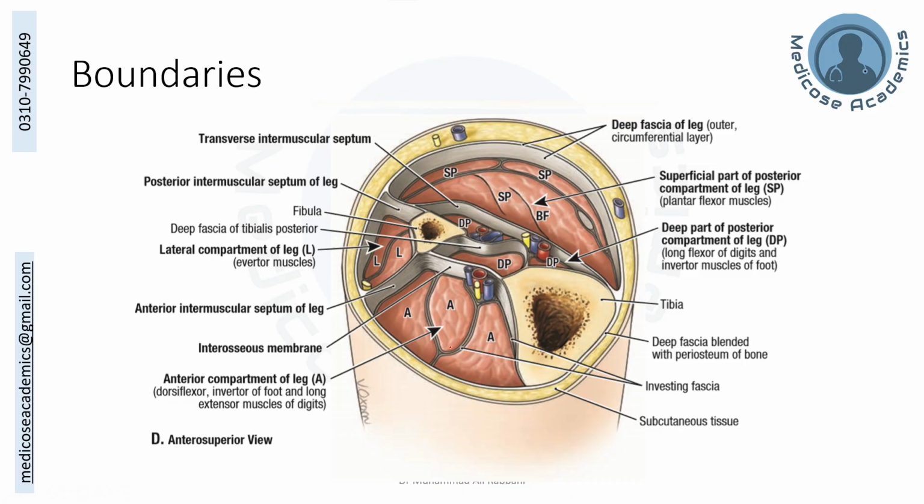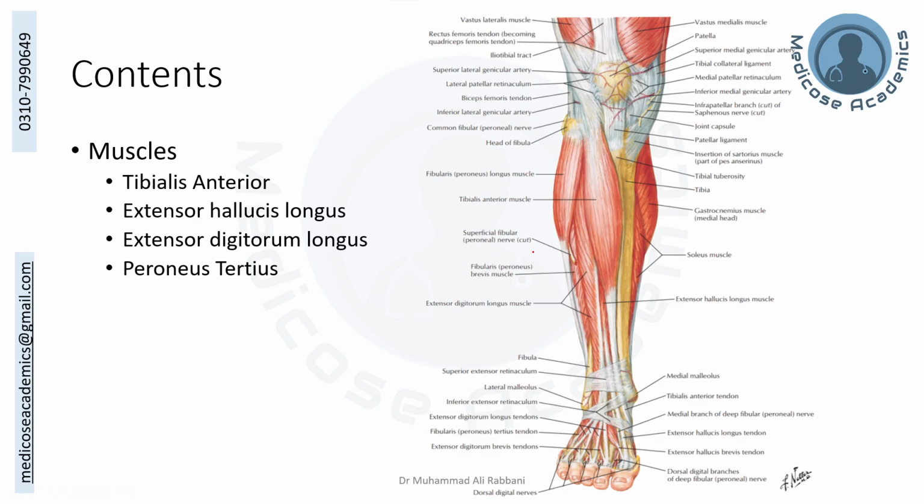It is bounded medially by the medial surface of the tibia, posteriorly by the interosseous membrane, laterally by the anterior intermuscular septum, and anterolaterally by part of the fascia lata. So these are the boundaries, and then the contents. These can be shown in this picture. We will see the three muscles and the vessels in this picture here.